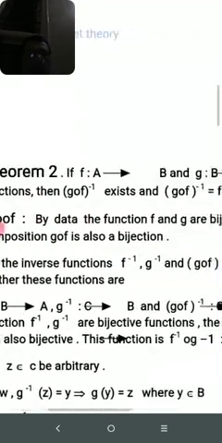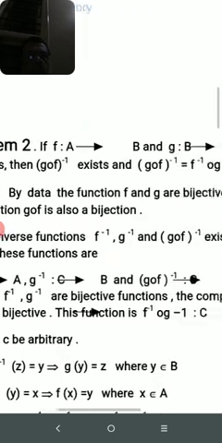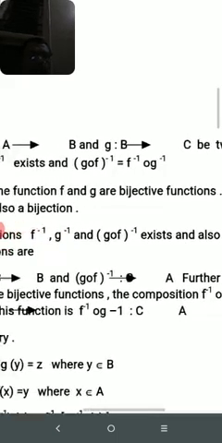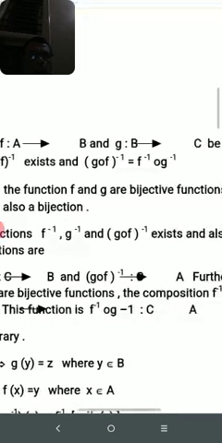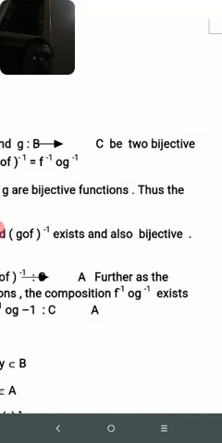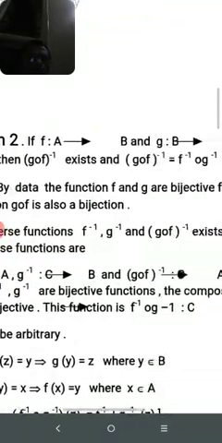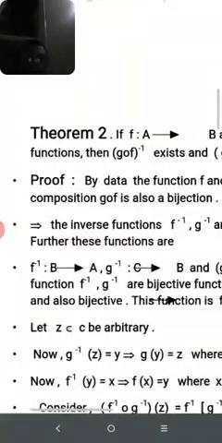Further, these functions are f inverse maps B to A, g inverse maps C to B, and (g∘f) inverse maps C to A. Further, as the functions f inverse and g inverse are bijective functions, the composition f inverse ∘ g inverse exists and also is bijective. Thus the function f inverse ∘ g inverse maps C to A is what? Bijective.